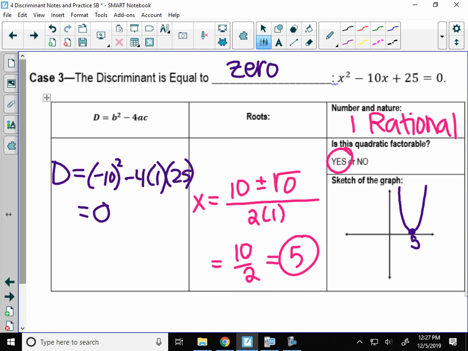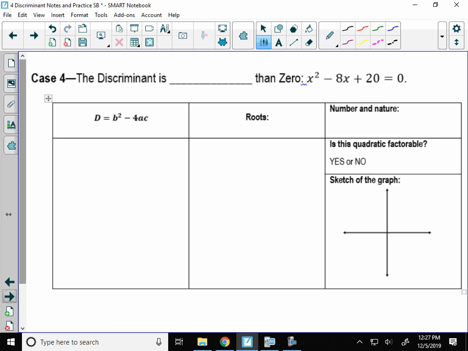Alright, one more case. So before we move on, let's see what we know. If I have a positive number that's not a perfect square as my discriminant, what's the number and nature of roots? Not a perfect square. 2 irrational. What if I have 0? 1 rational. Okay, a positive perfect square. 2 rational.